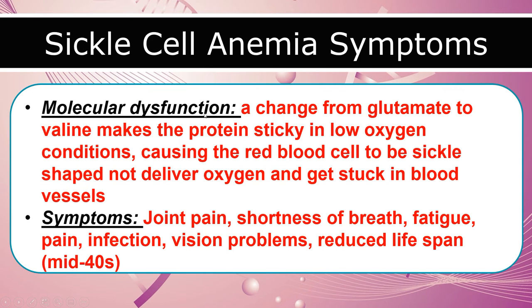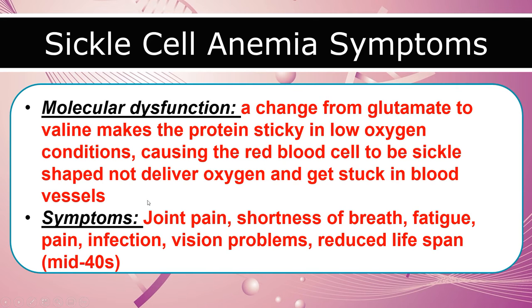So what is actually happening in sickle cell anemia is that the mutation causes a change from a glutamate amino acid to a valine amino acid, and that makes the protein really sticky in low oxygen conditions, which causes the red blood cell to actually be sickle-shaped. And when it's sickle-shaped, it cannot do its job of delivering oxygen, and it will also get stuck in your capillaries or your arteries, where it's going to cause stroke, all sorts of problems, right?